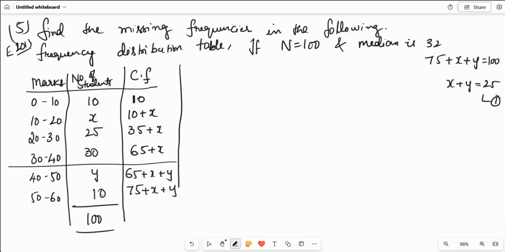Now, which is the median class? Listen here, x and y we don't know, to take from the CF. So, whenever the median they have already given, you have to select from this column. Median value, it is 32. That means median will be between 30 to 40. So, this is the median class. Always remember that when they've already given the median value, you have to take from the class interval column. So from 30 to 40 will be the median class.